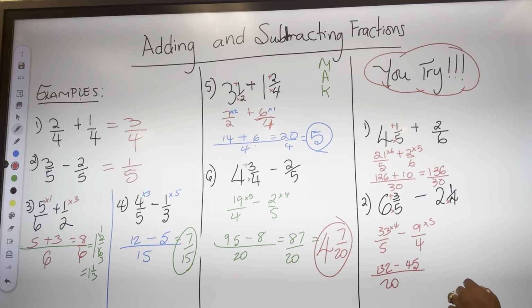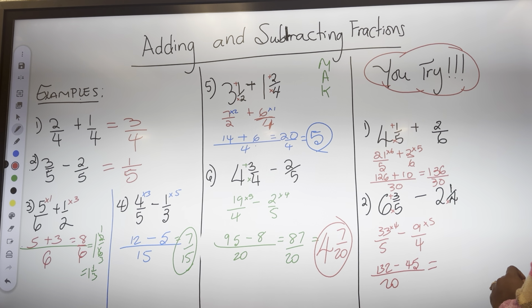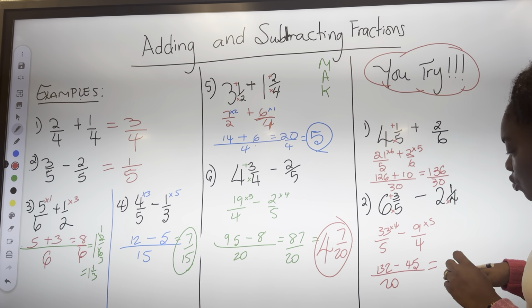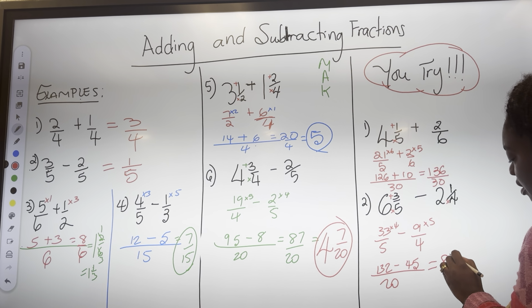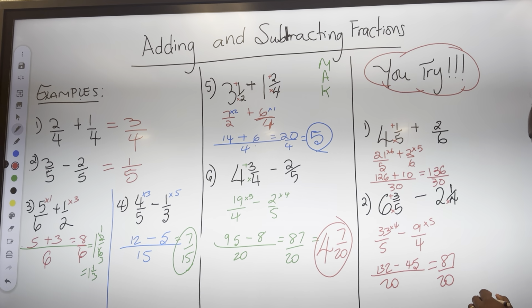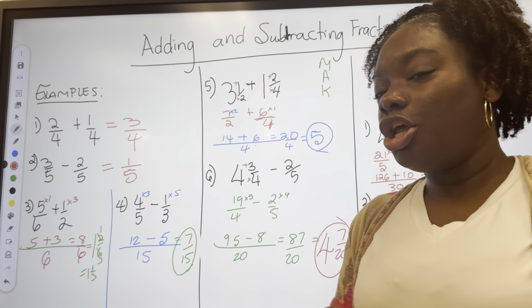Alright, so you can always go ahead and solve those. So that's 132 minus 45, which is 87 over 20. And this we can go ahead and simplify. So that's 4 and 7 over 20.